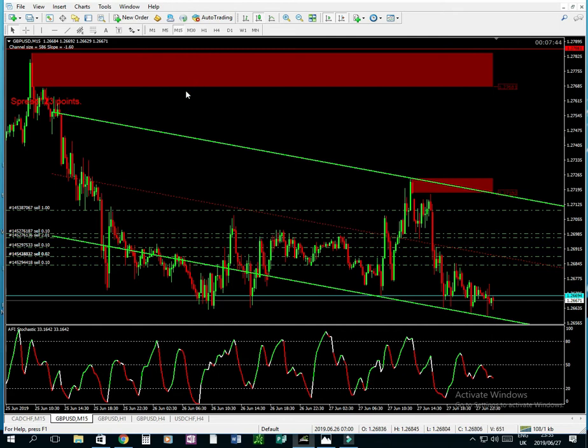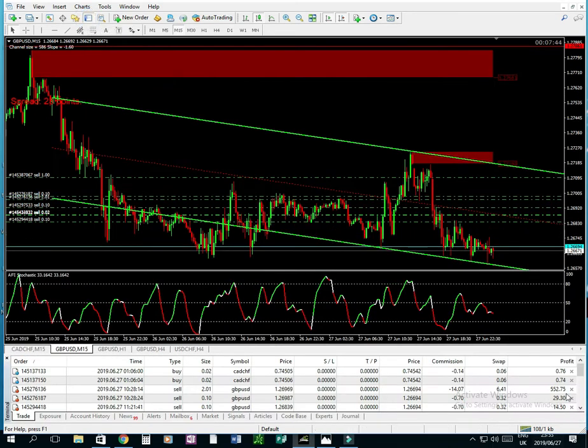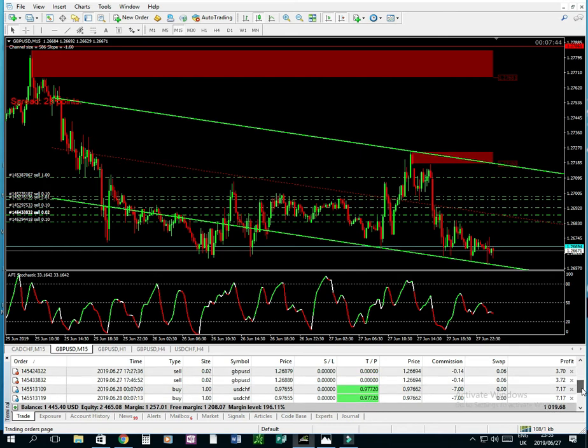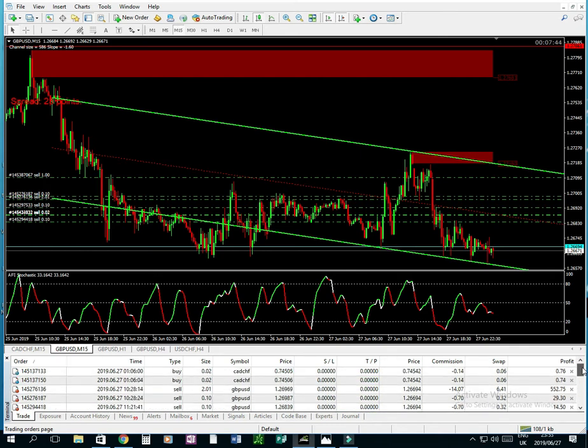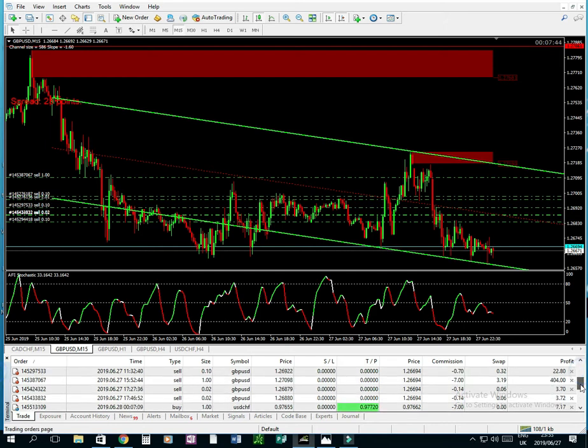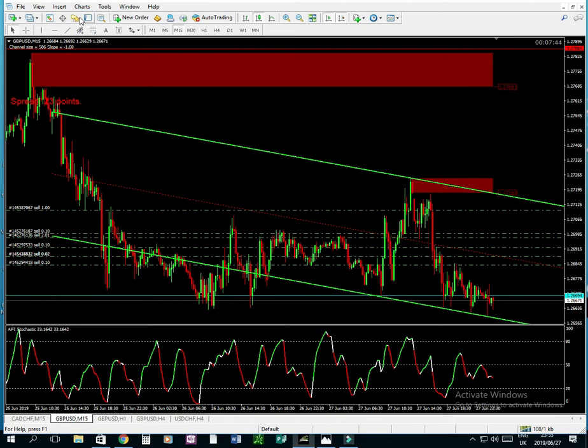So what I'm gonna do here, I have a chart opened. What is this? GBP USD. I have running trades. I'm in profits, all of them. So it's a good day, it's a good day, it's a good day. We're running in $1,019 profits, so I'm pretty happy.